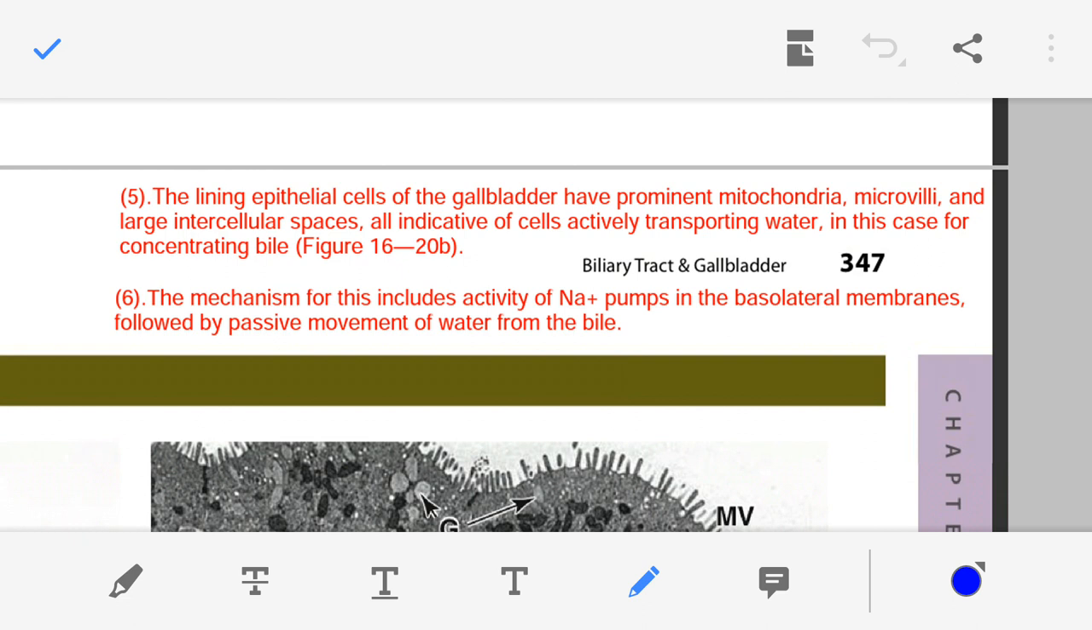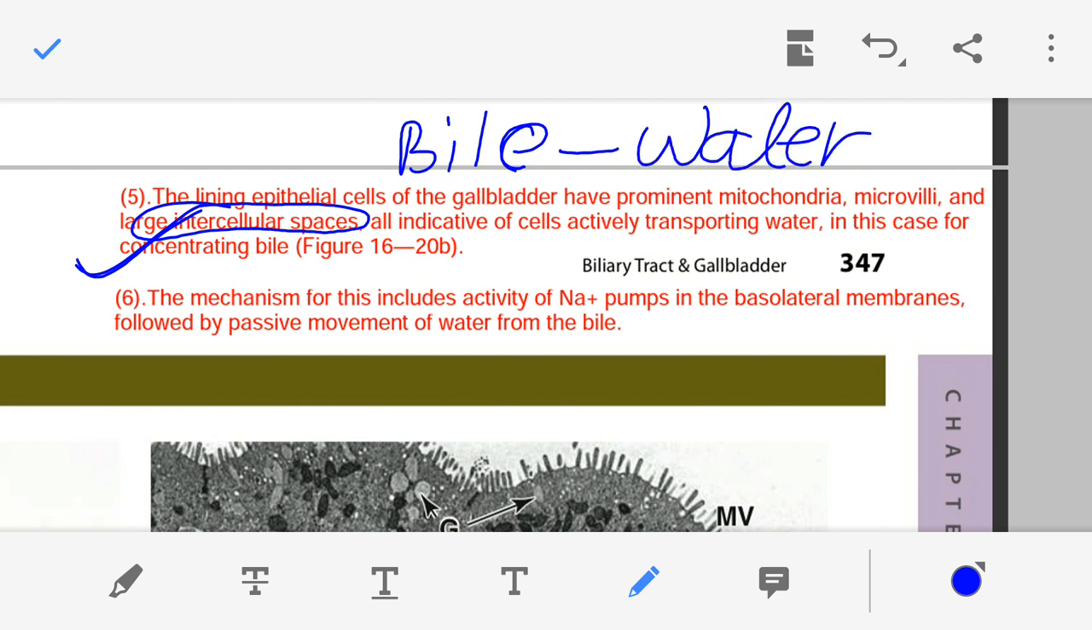Now what happens in this intercellular space? So this intercellular space are going to fill with water, and how water is reaching to this intercellular spaces? So from bile minus water, from bile water is removed. So that means bile is concentrated. And what is the mechanism for the concentration of the bile and where the water is going? That is the question. Okay.